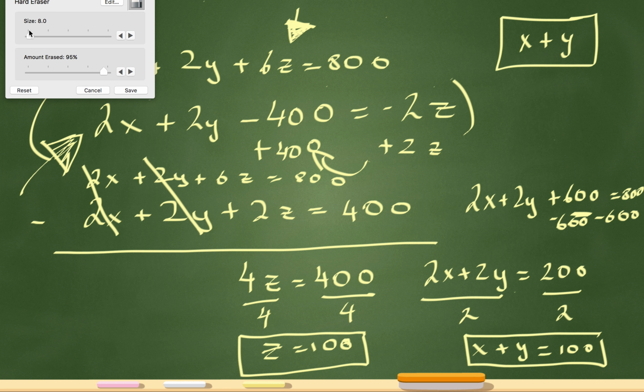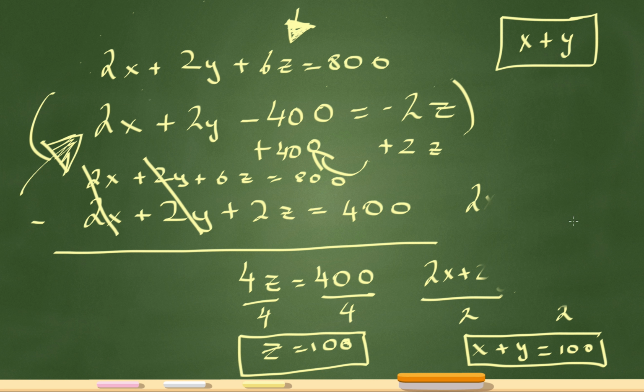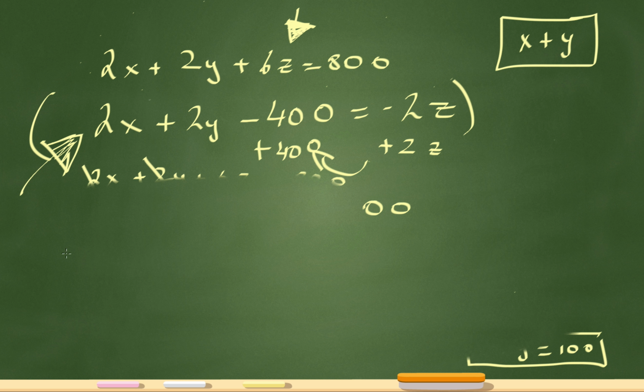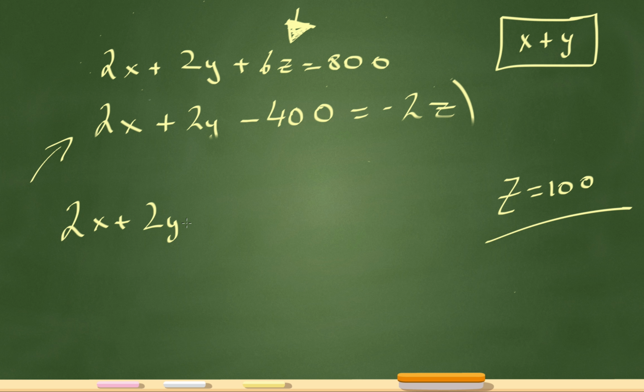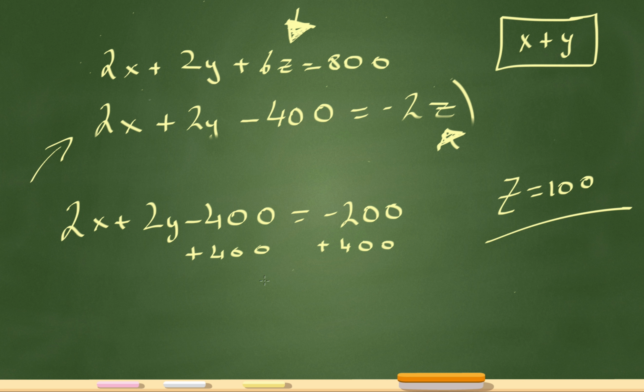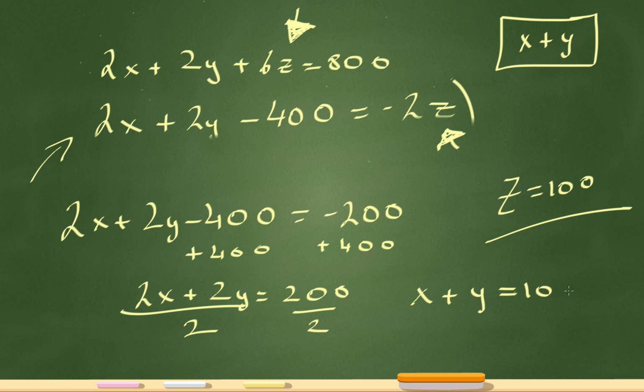But I'm going to erase some of this stuff. I'm going to make this bigger, and I'm going to erase this right there, and I'll plug it back into the second equation. Because keep in mind, I did erase z equals 100, but we already figured that value out. We know that z equals 100. So let's plug it back into this one now. So 2x plus 2y minus 400 equals negative 200, and that's just the z going right there. So add the 400 here, add the 400 here. So 2x plus 2y equals 200. And then same exact thing, divide both sides by 2, you're left with x plus y equals 100. So my answer will be A, 100.